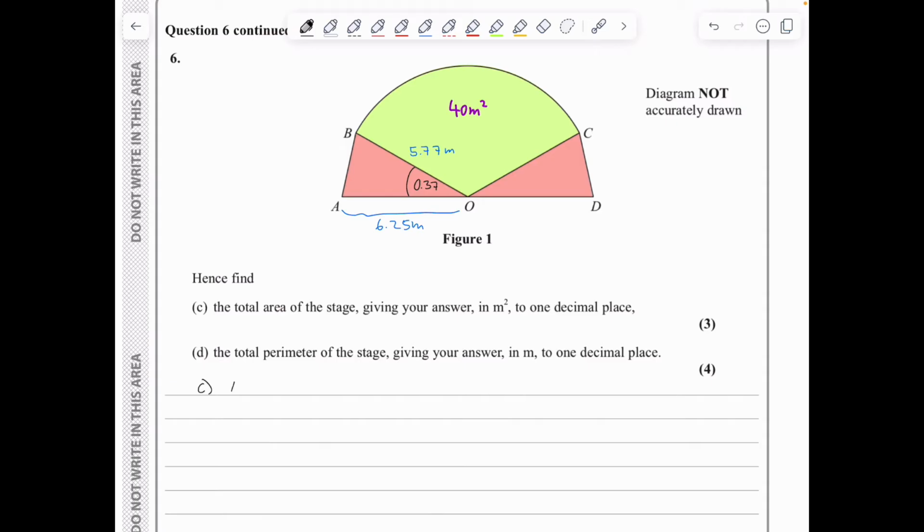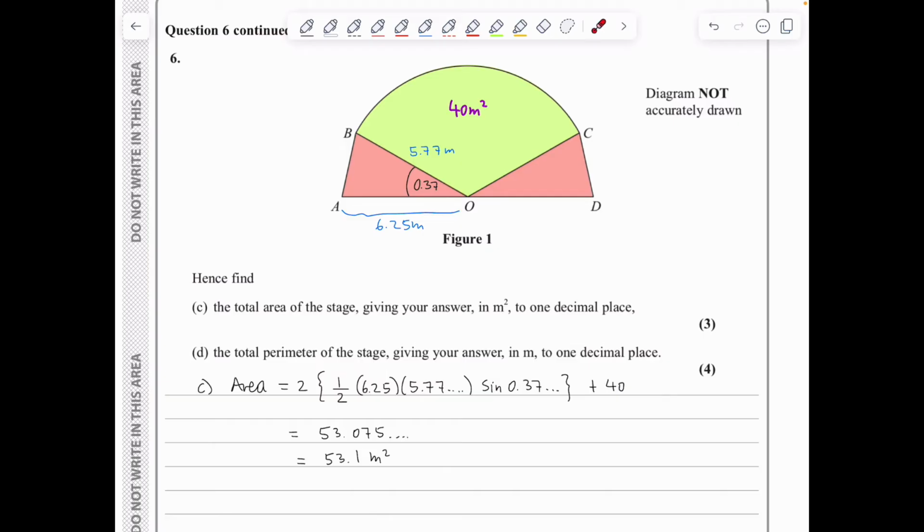So to find the area, I'll be doing 2 times the area of the triangle, which is a half AB sine C, a half times 6.25 times 5.77 times sine of 0.37. Remember to put your calculator in radian mode because 0.37 is radians, and then add the 40. I'm using full accuracy, that's why I'm writing the 3 dots here. I'm not restricting myself to the 2 dps, I'm using full accuracy. This gives an answer of 53.075 ... which to 1 decimal place is 53.1 square meters.